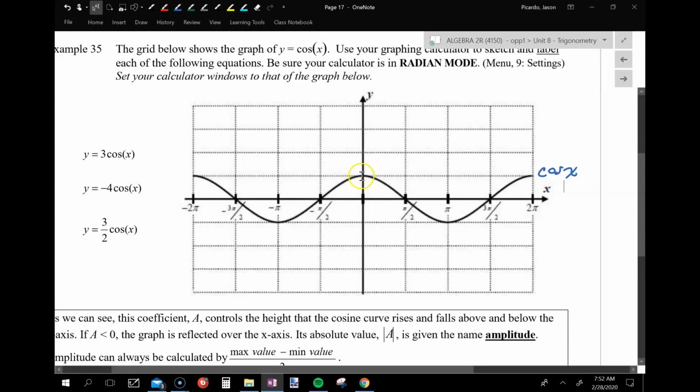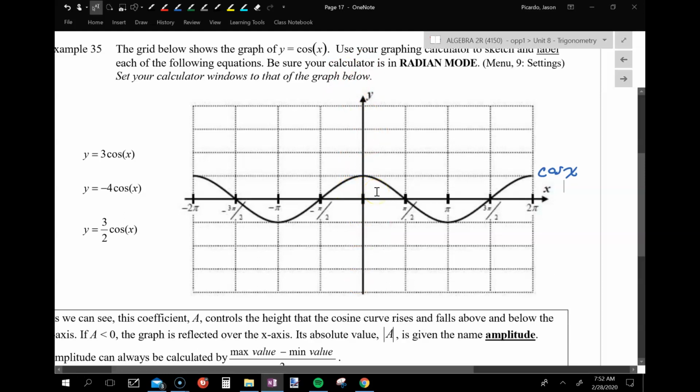If your graph starts at 0, it's probably going to be a sine curve. If your graph starts at a different value, such as 1, it's probably going to be a cosine curve. When I say starts, I'm talking about y. All right, but this is cosine.